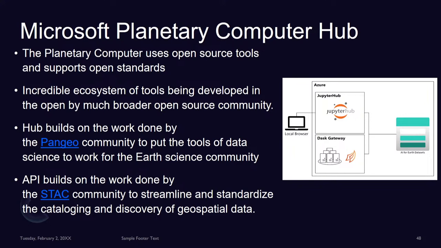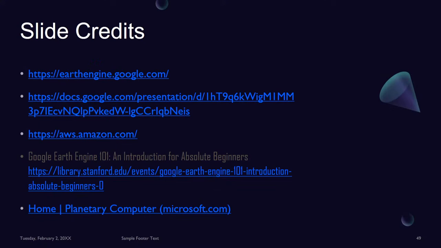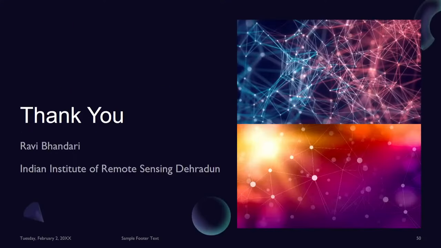The APIs we are using in Microsoft Planetary Computer are based on the STAC community standards, like the SpatioTemporal Asset Catalog, to streamline and standardize the cataloging and discovery of geospatial data. The slides I have shown were taken from these different sources. So with this we come to the end of part 1.